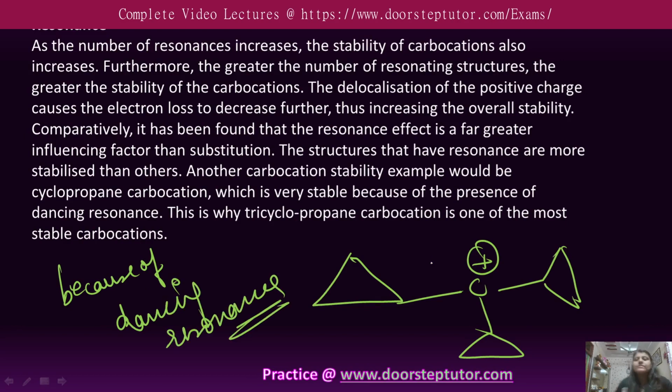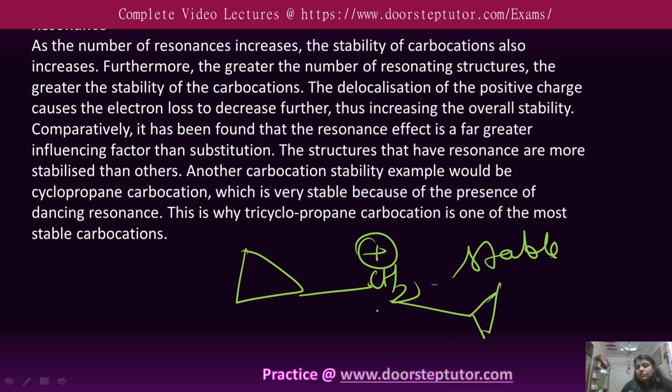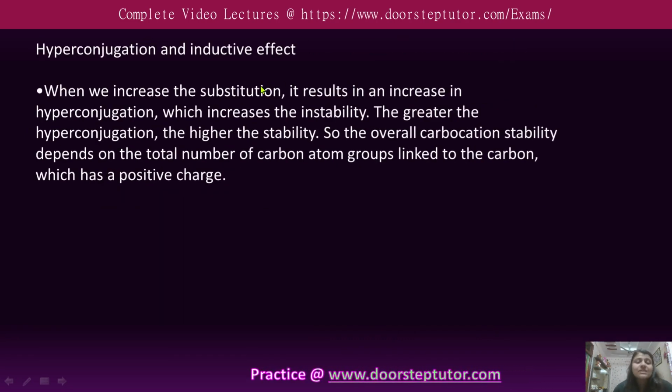This carbocation is stable because of dancing resonance, and this concept is very important in organic chemistry. If anywhere this particular carbocation is wrong, just tick that's the most stable molecule ever in organic chemistry. So because of the dancing resonance, this carbocation is stable. Why am I saying so? Because this CH2 plus is stable, this is stable, and from this it is more stable, and this is more stable. So in this way this particular carbocation is stable due to the dancing resonance.